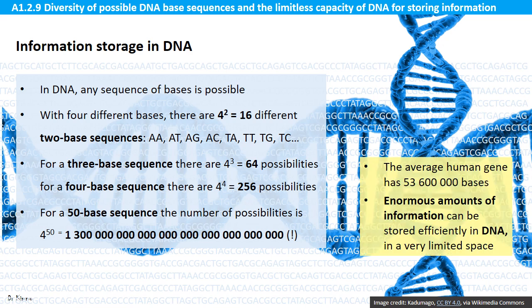The average human gene has more than 53,000 bases. This means that enormous amounts of information can be stored efficiently in DNA in a very limited space inside the nucleus of a cell.